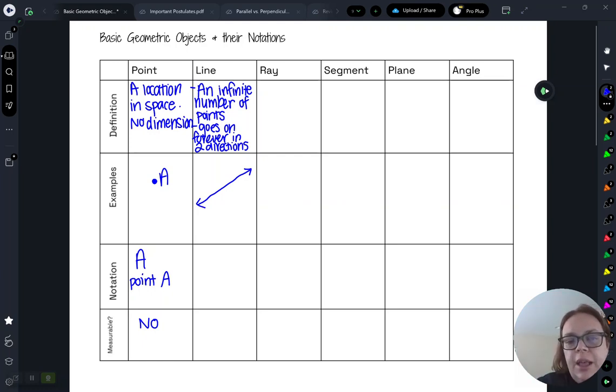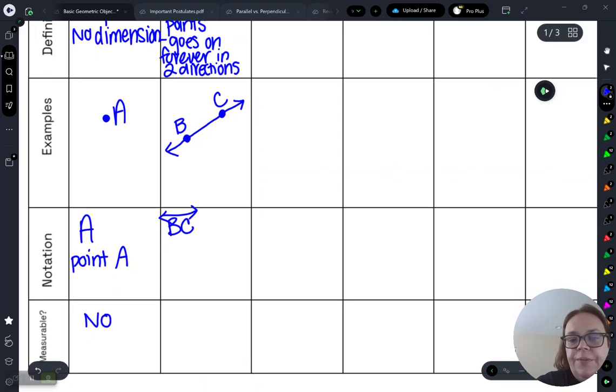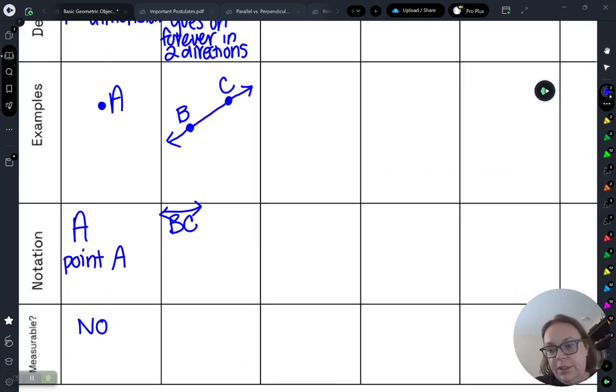So how do we name lines in geometry? There's two ways. One way needs to identify two of the points on the line. So in order to identify them, they need letters. So I'm going to highlight a couple of the points. Now remember, there's an infinite number of points, but here's just two of them. And we can say B and C. And what you do for the notation is you write BC with a line over it. A little mini line with two arrows. It's important that you put the two arrows.